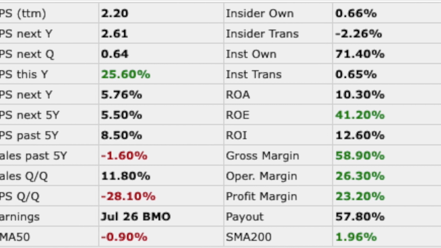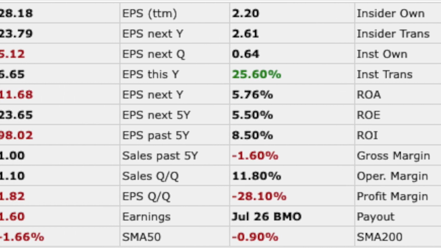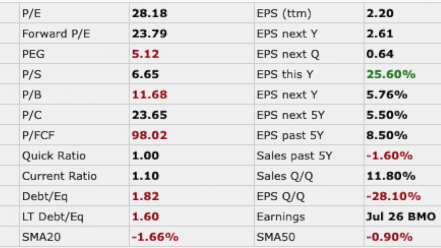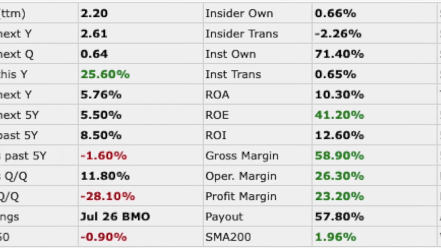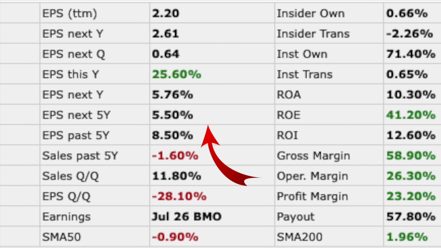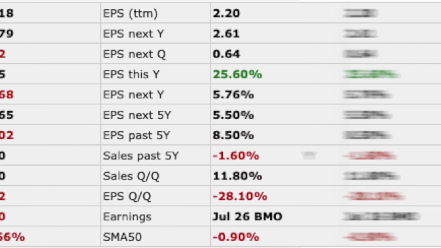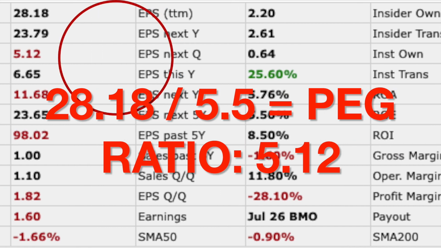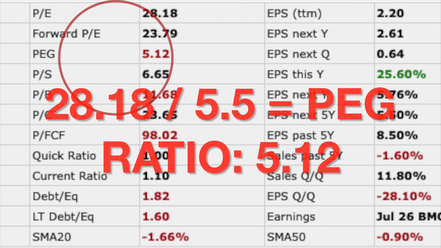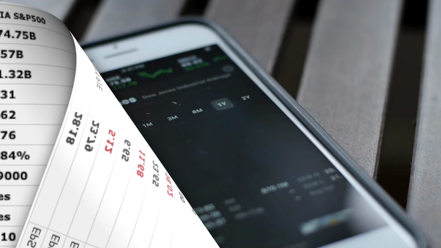Let's look at Coca-Cola, for instance. Their PE ratio today is around 28. The company's earnings growth rate is, according to past performance and their own guidance, around 5.5%. That makes 28 divided by 5.5 equals 5.09 PEG ratio.